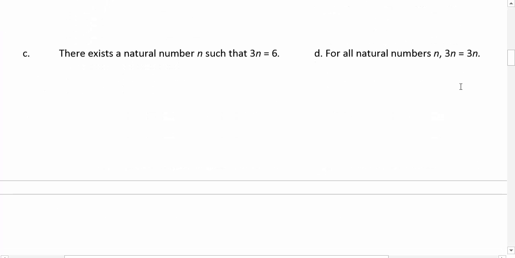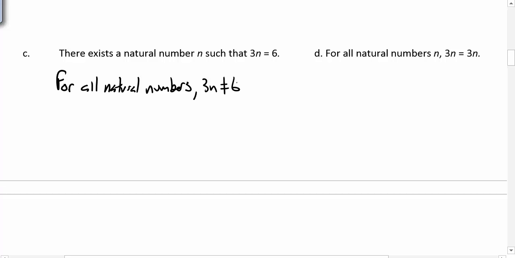Okay, let's do this from a little bit more of an abstract sense. The statement: there exists a natural number n such that 3n equals 6. Okay, so there exists suggests that somewhere out there is a singular value. So the opposite of that would be for all natural numbers n, and then the opposite of 3n equals 6 would be 3n does not equal 6.